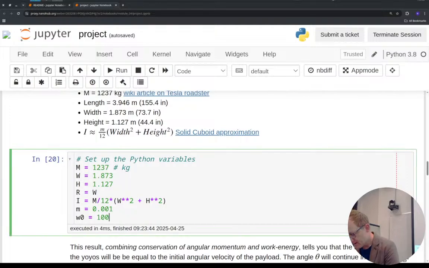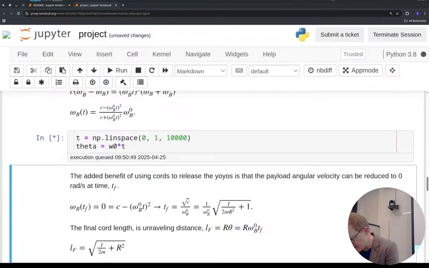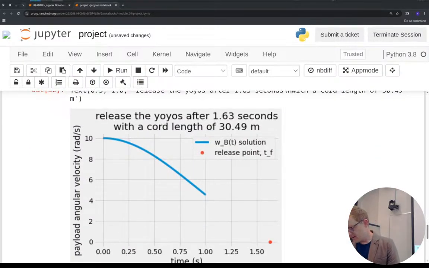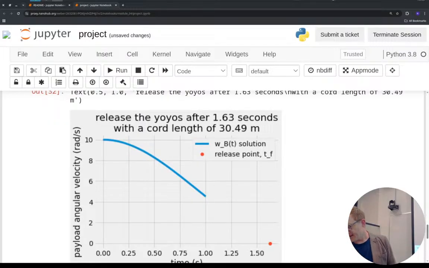So here, go down, instead of 100, we'll go back down to like 10. And yeah, I still need that 30.49 meters of cord. And a few people have seen this, like your graph gets cut off. There's nothing wrong with that. It's just, usually increase the time. Yeah, exactly.